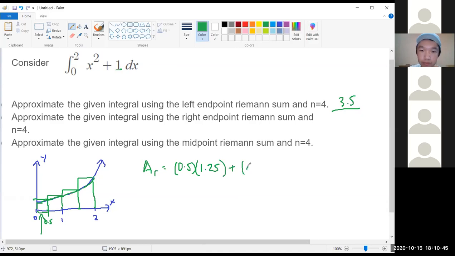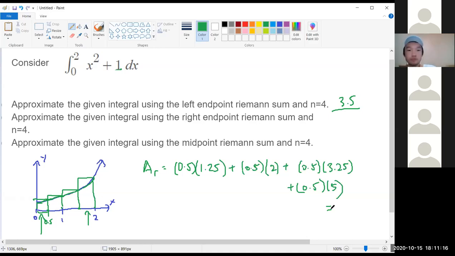And then 0.5. Now we plug in 1, which gives us 2. 0.5. Plug in 1.25, which is this, plus 0.5 times, and then the last rectangle is this one right here, where the height is dictated by x equals 2. So that's 4 plus 1, that's 5. Okay, so this will give you the estimate for right endpoint.